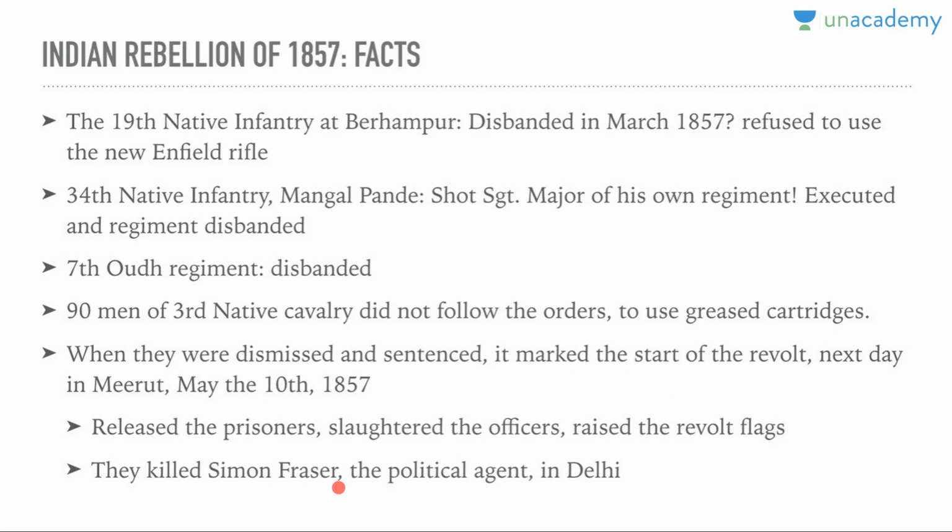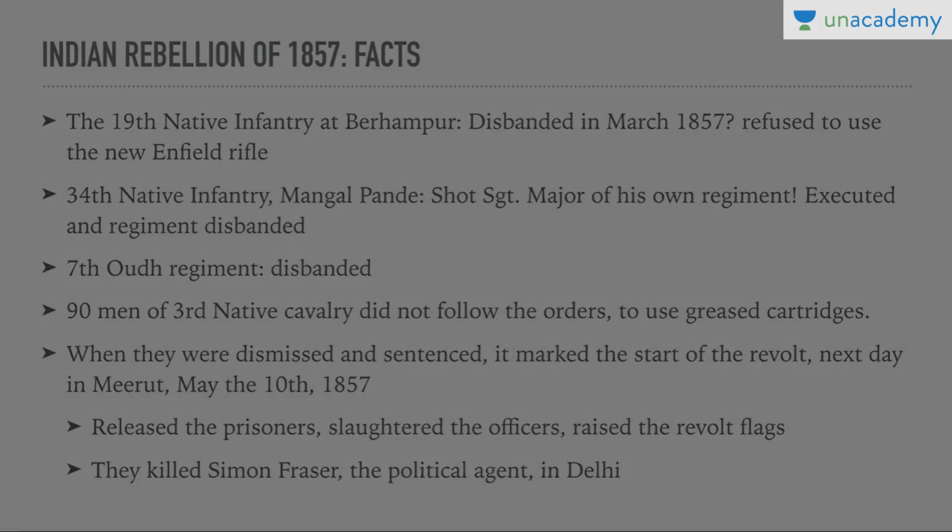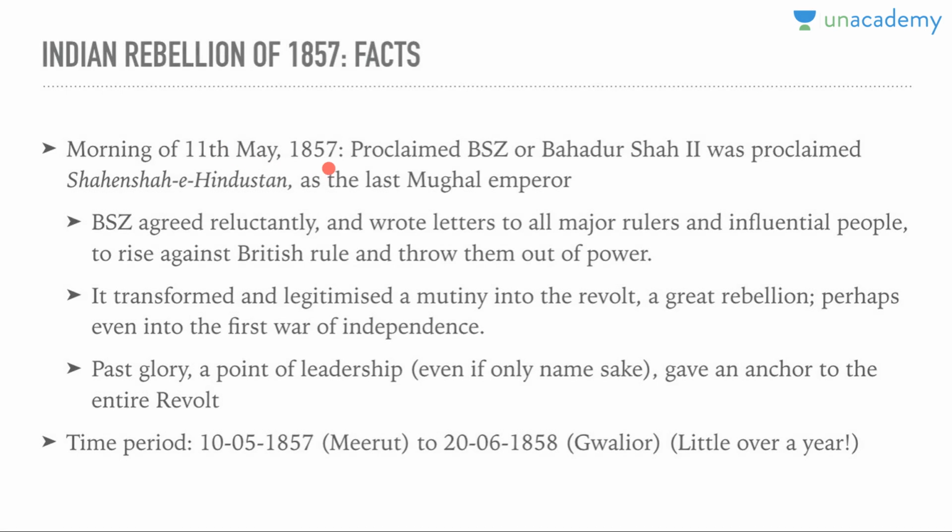So they killed Simon Fraser, who was a political agent, when they reached Delhi. Okay. Now, what is the next best thing which you can do? You can go to Red Fort, meet the Mughal emperor, and again proclaim him the Shahanshah Hindustan. That is exactly what they did. On the morning of 11th May 1857, they reached the Red Fort. Bahadur Shah Zafar II, whatever you want to call him, was proclaimed Shahanshah Hindustan, which literally means the ruler of India.